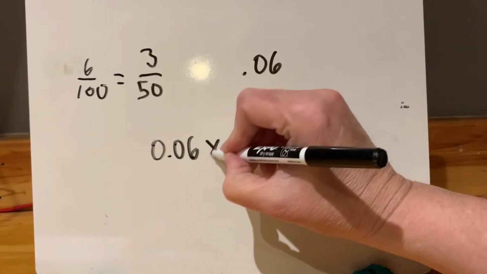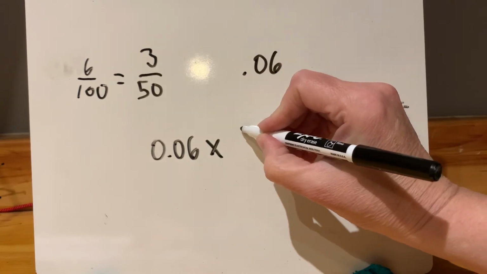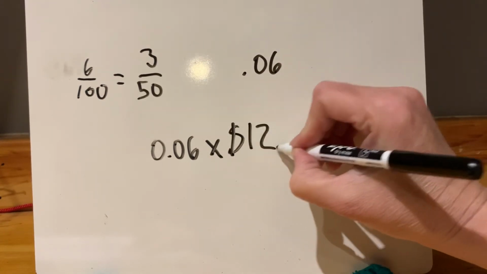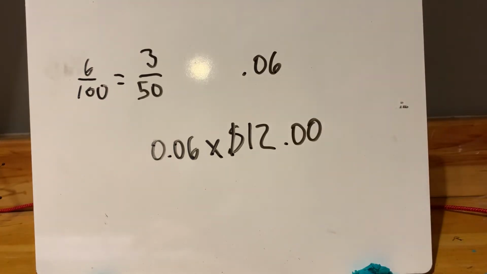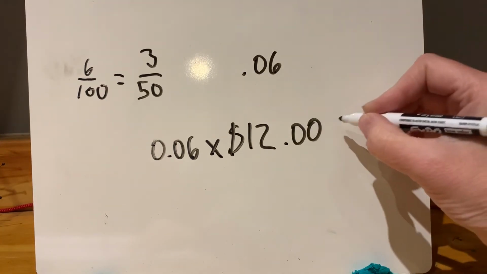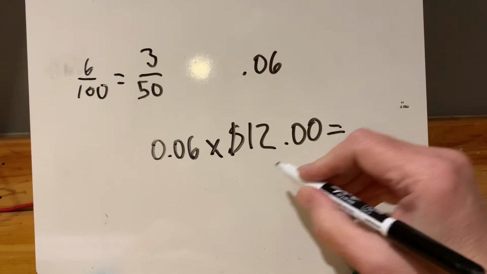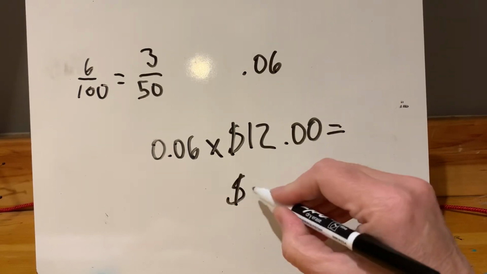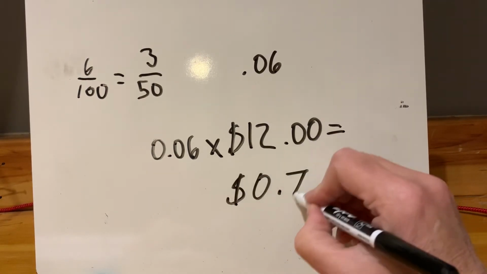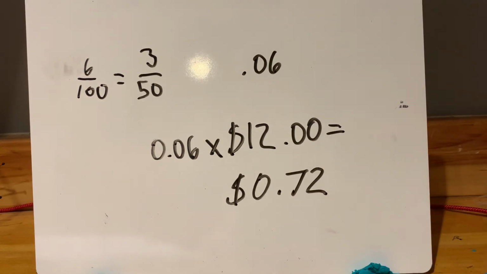0.06 multiplied by $12. And we will see that that equals 72 cents.